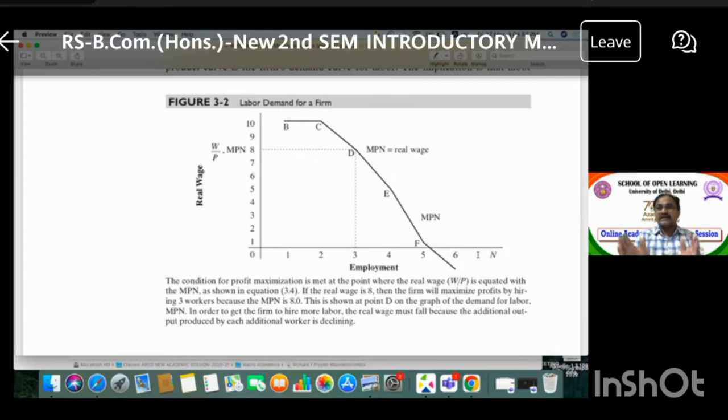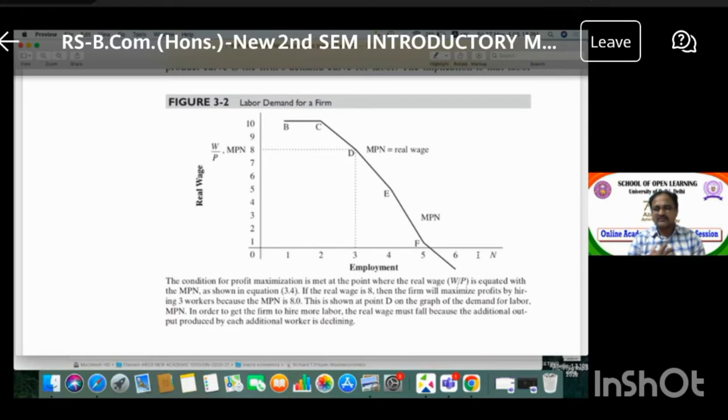Here we are discussing the labor demand curve, meaning the classical theory demand curve. The classical demand curve theory is MPN, the marginal productivity of labor. The marginal productivity of labor gives the labor demand curve. So that is equal to W by P, the real wage rate.